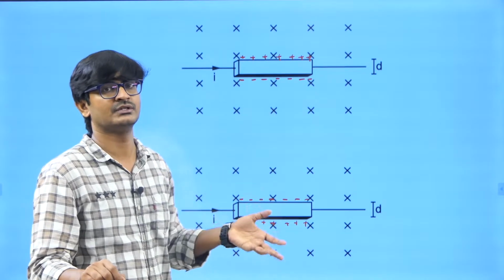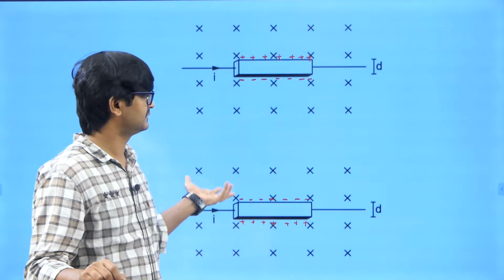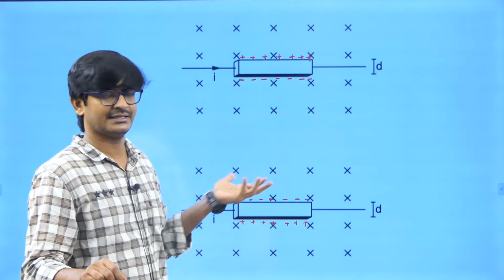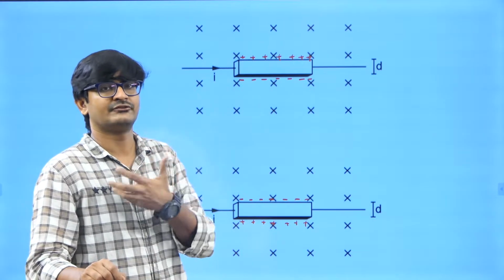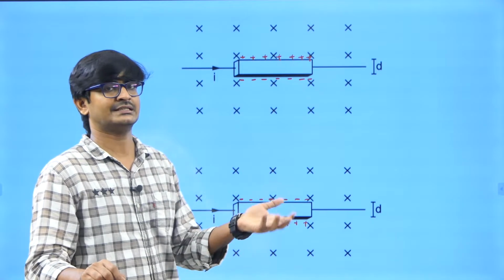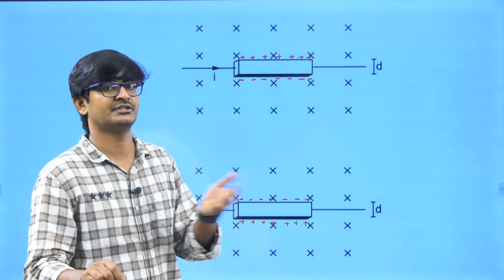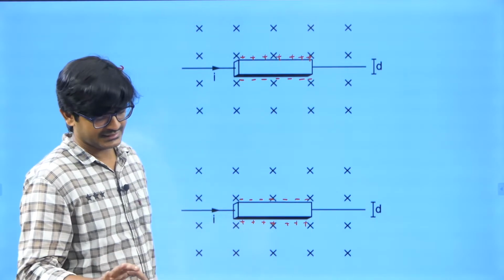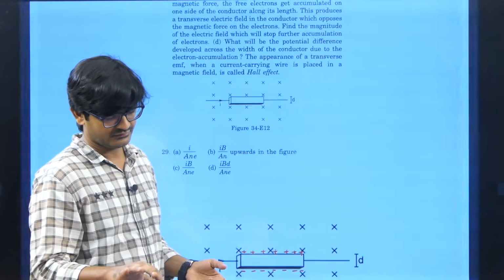By that you can conclude the charges which are in motion are negative charges. I mean in conductors you know this, but if you take some other experiment where you don't know whether the current is because of positive or negative charge movement, then you can use this method, right? And this is called the Hall effect.